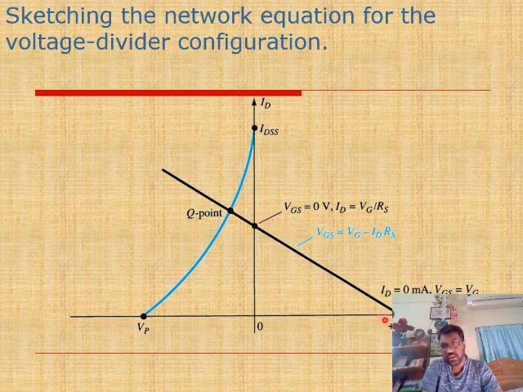We can see that the VP and IDSS are at the same point, but the load line is coming from here, so the Q point is over here. At the junction point, where it crosses the y-axis, VGS will be 0 volt, ID will be VGS by RS. Some VDS value will be there, and before that VGS is equal to VG minus ID RS.